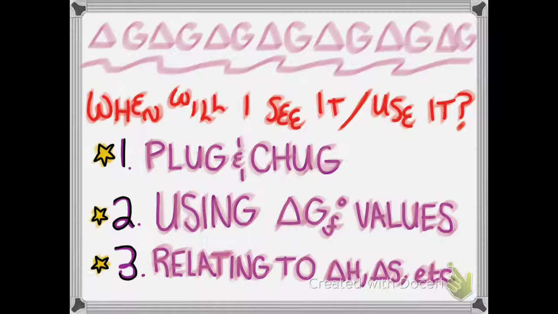The first being a plug and chug method, which, super fun. And that'd typically be used when you are given that equation on the last slide, and you are given your entropy, enthalpy, and your temperature values, and you just kind of have to plug and chug to find the right way. The second being using the delta G information values to use the product and reactant information to try to find it. And then the third one would be relating it to enthalpy, entropy, and other values.